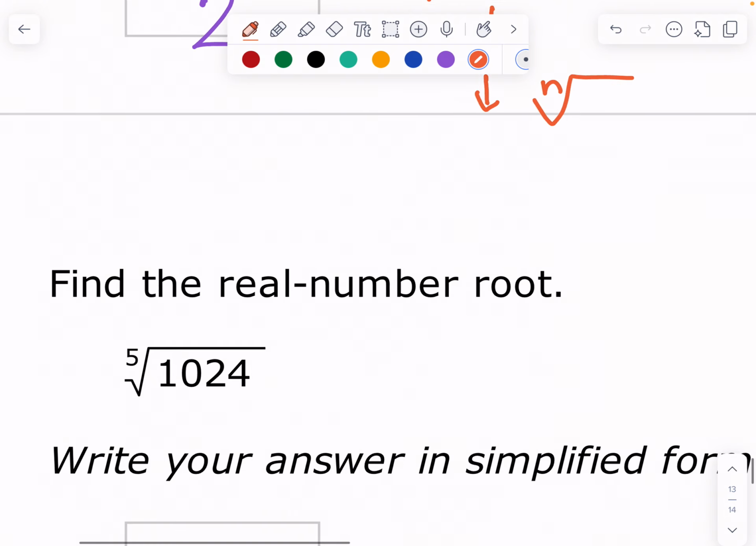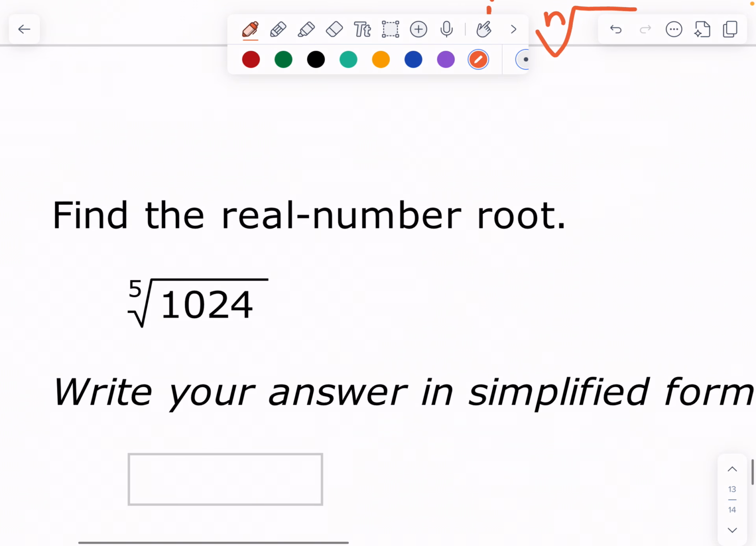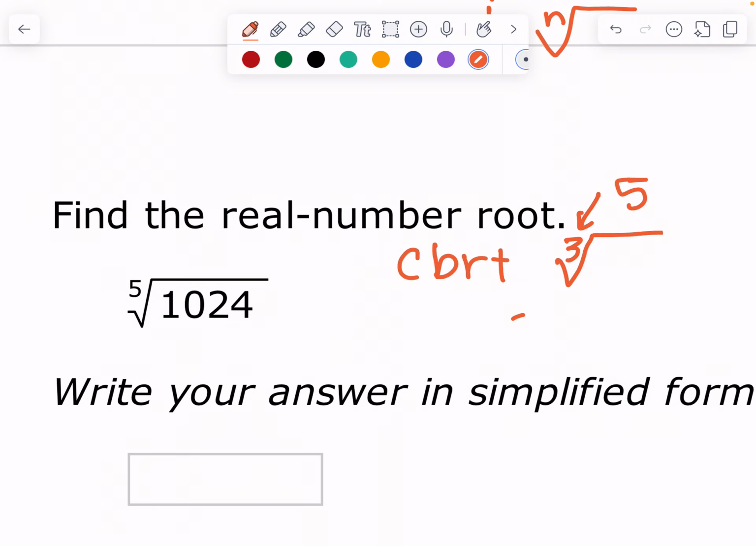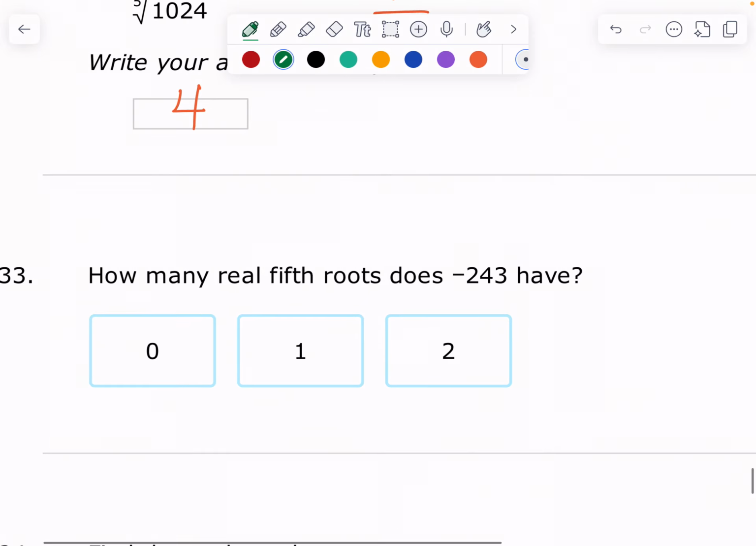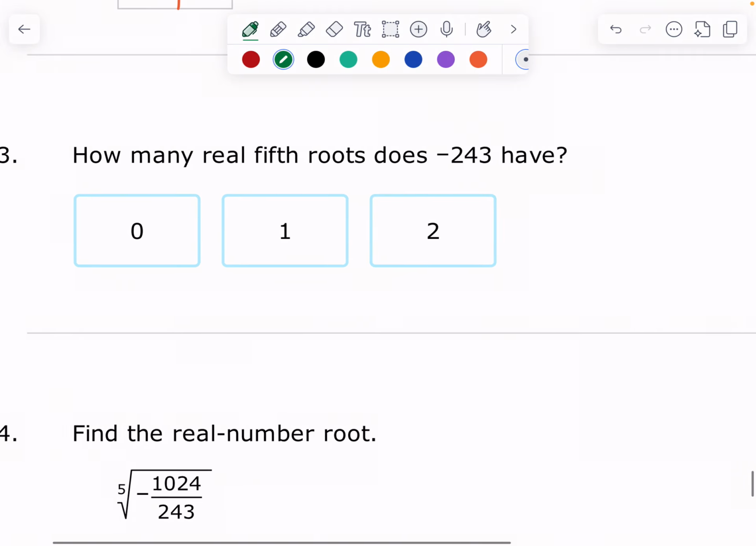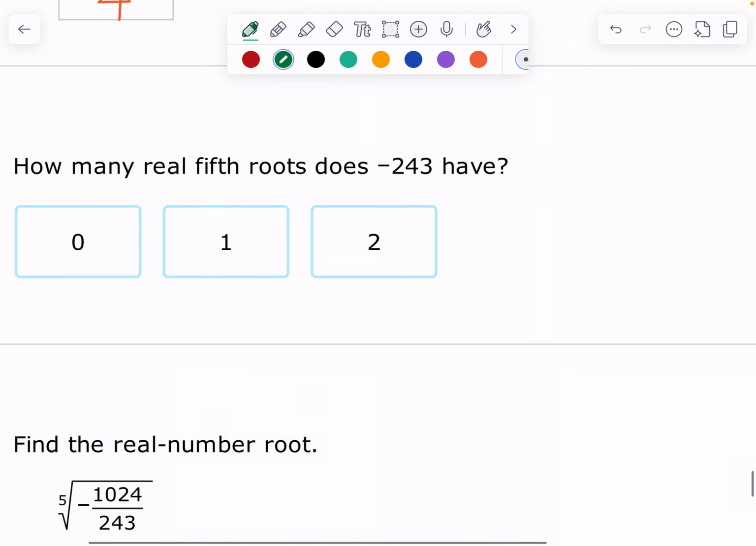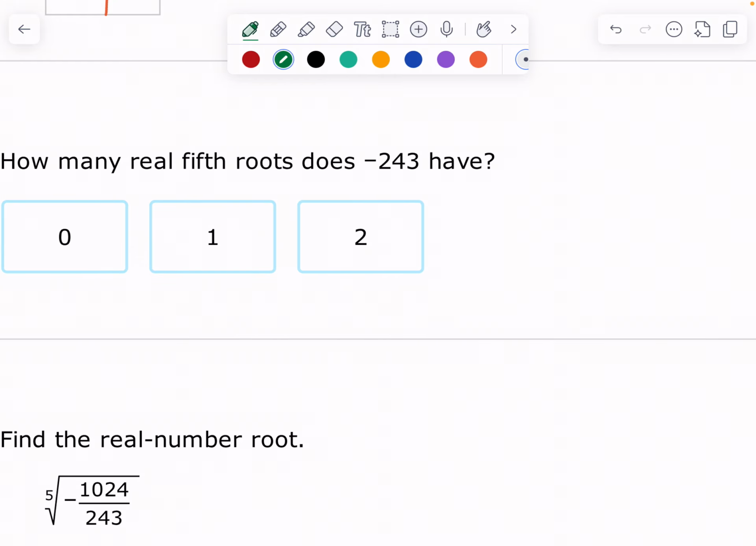Okay, then find the real number root. Same thing. So CBRT will give us the cube root. Change that to a 5, and we'll do the 5th root of 1024, which is 4. Next part is where I want to add some notes, because it says how many roots does some number have. So with 33, there's some good notes that I want you to take. They're not long, and it's on the board kind of already, but this is a different way of putting it.